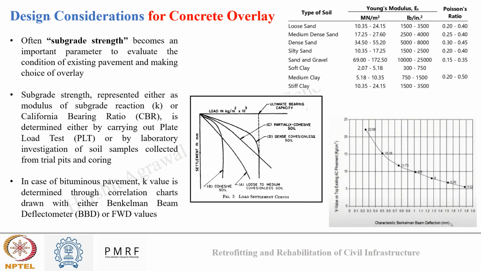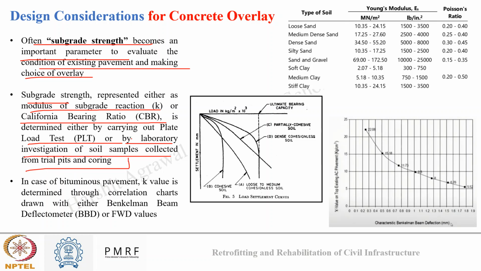Often, subgrade strength becomes an important parameter when we evaluate the existing pavement and make the choice of overlay. Generally, subgrade strength is represented in the form of the modulus of subgrade reaction or California bearing ratio, and is determined either by carrying out a plate load test or by laboratory investigation of soil samples collected from a trial pit. Either of these methods is used to calculate the subgrade strength, which will help me identify how much distress has occurred in the existing pavement. In case of bituminous pavement, this K value is also determined by using correlation charts that are drawn either from Benkelman beam deflectometer or FWD values.